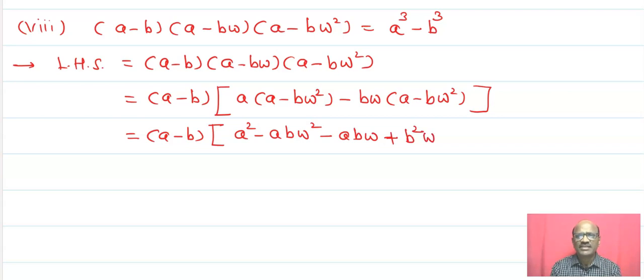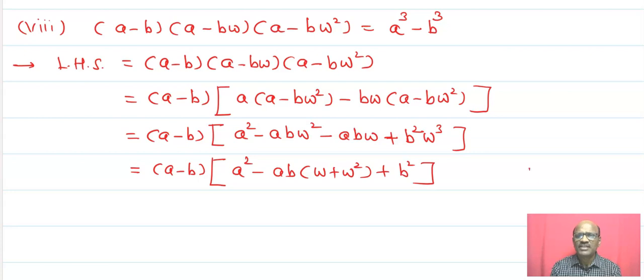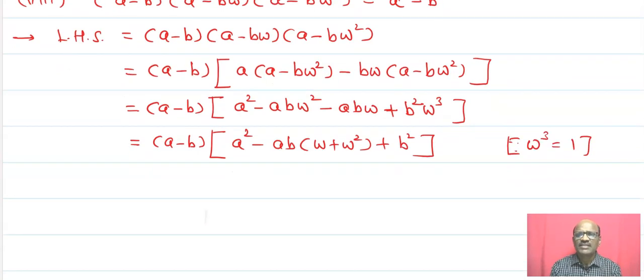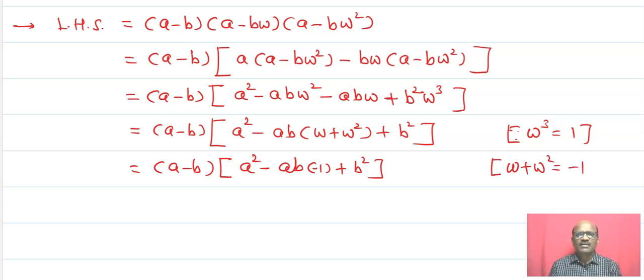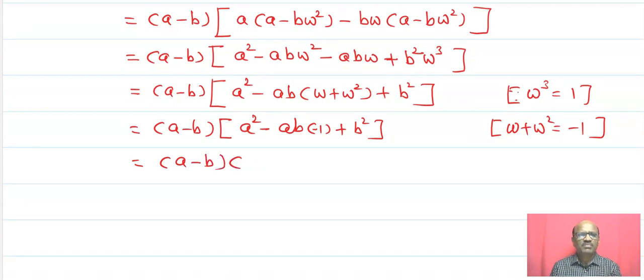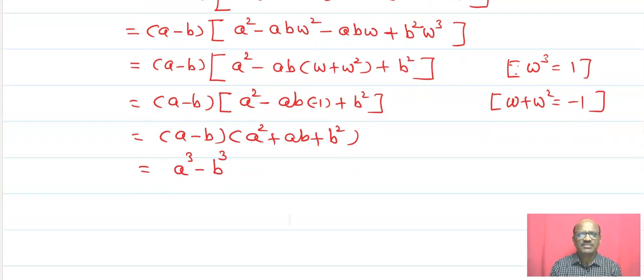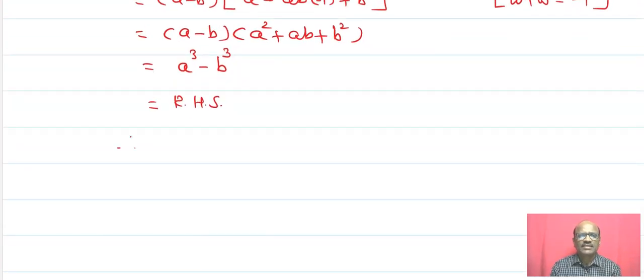Now multiplied with that A term, you are getting like this, that is in bracket A omega, A square minus AB, take AB as common, minus AB as common, then in bracket you are getting 1 plus omega square plus B square, and the value of omega cube is 1. Now in bracket A minus B, A square AB, 1 plus omega square is minus 1 by using our formula, and this is nothing but the expansion of A cube minus B cube, that is equal to A cube minus B cube. That is RHS, therefore LHS is equal to RHS.